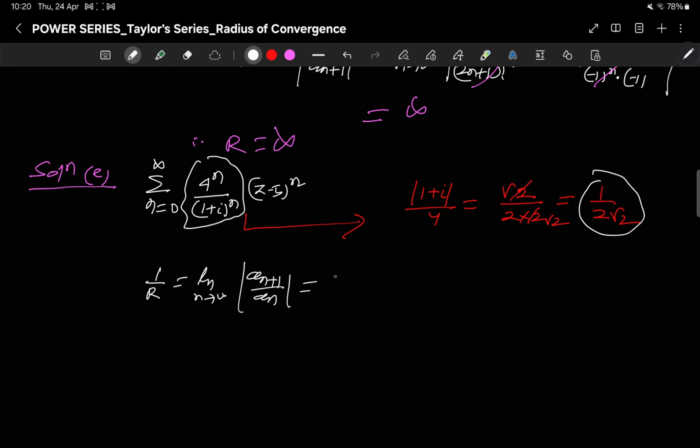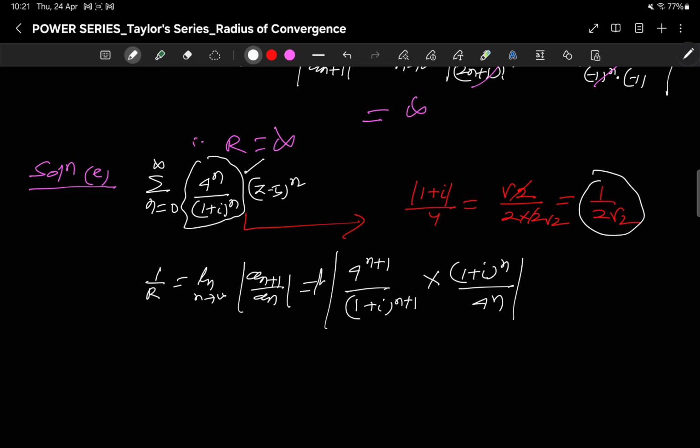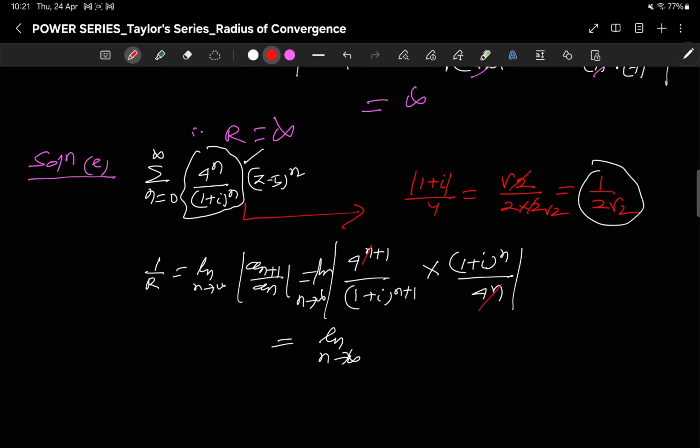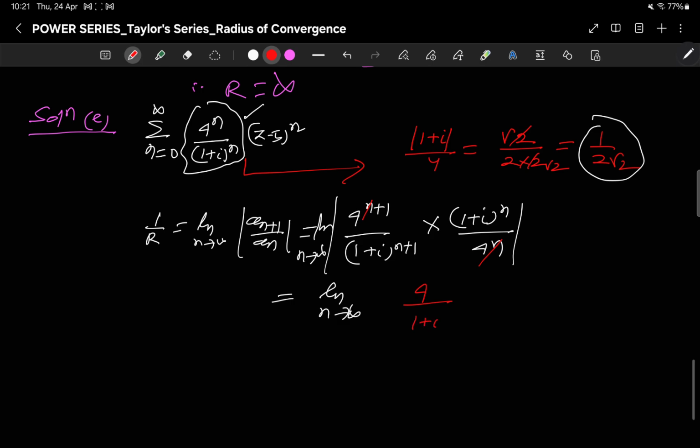So what is your a_{n+1}? a_{n+1} will be 4 to the power n+1 by (1+i) to the power n+1, and a_n is reversely multiplied, (1+i) to the power n by 4 to the power n, and here limit n tends to infinity. So you can write it, limit n tends to infinity, and here it is 4 in the numerator, 4 by |1+i|. So this is 4 by |1+i|, which is root 2, right? So that will be 2 root 2. So what is your r? R is equal to 1 by 2 root 2, okay.